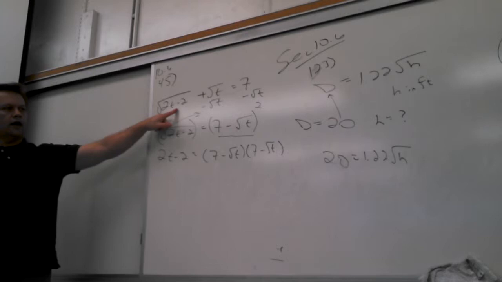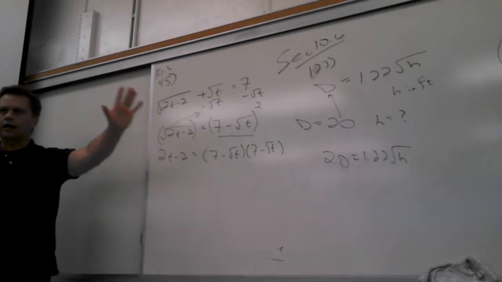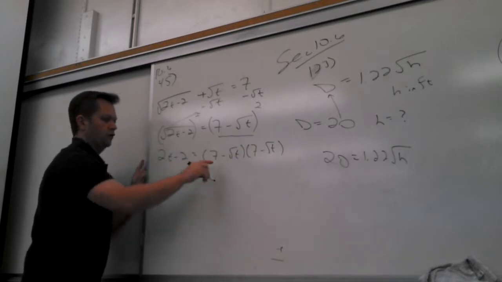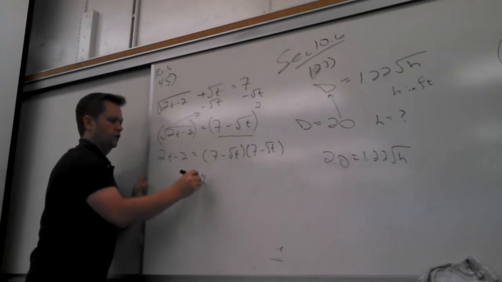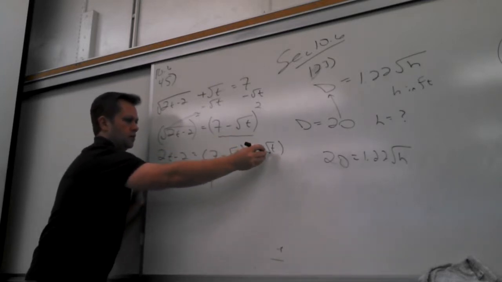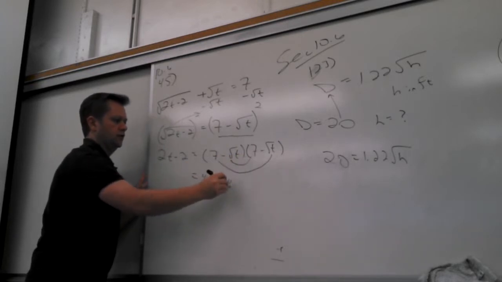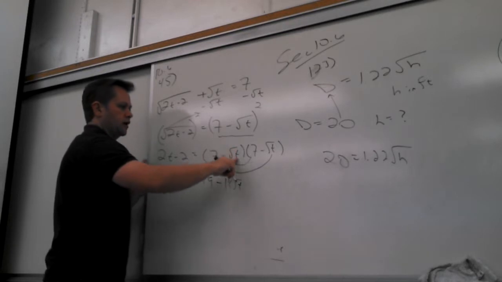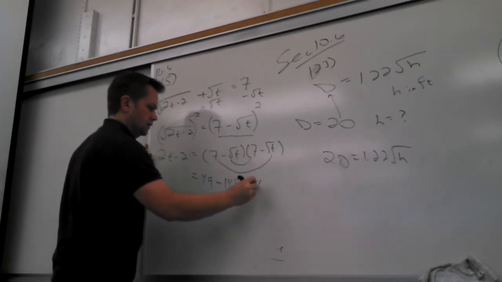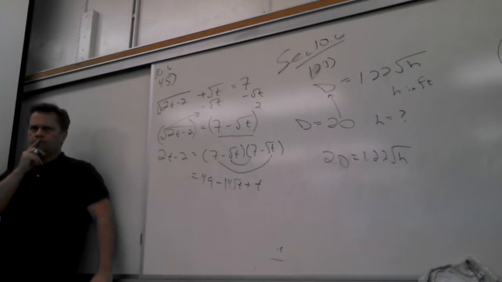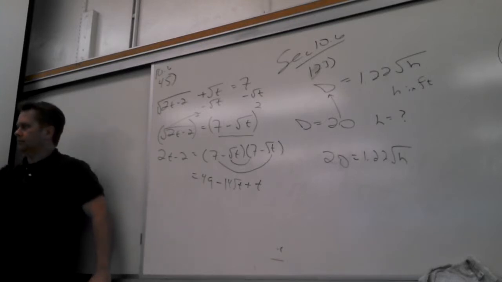So isolate one of the radicals, square, so you kill the radical. I've got one radical dead. Now when you FOIL this, what do you get? 49. Minus 14. Good. Minus 7 rad t minus another 7 rad t is minus 14 rad t. And what's rad t times rad t? T. Right? Square root of pineapple times square root of pineapple is pineapple. Makes a whole pineapple.